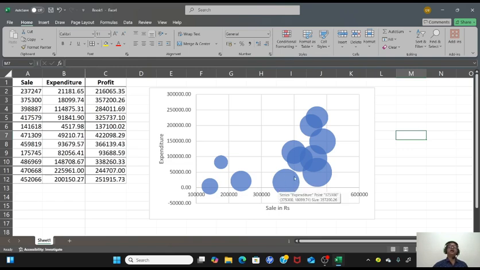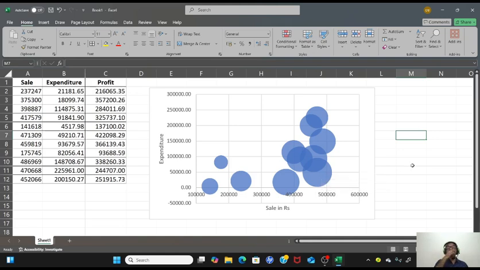So I think this is the best of the lot, because having a high expenditure is not good, though you might have a high profit as well. So here you see these bubbles are lesser in size than this one. Another big bubble is this. This is also having a high profit, but they are having high sale, low expenditure, high profit.